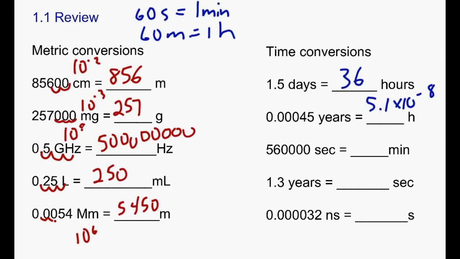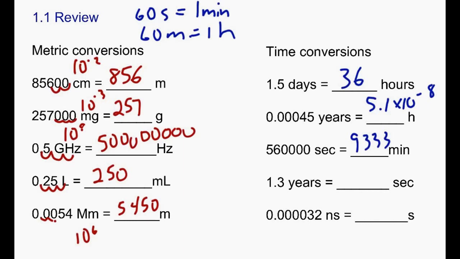Okay, so your calculator shows 5.1 e negative 8. The e just means scientific notation, times 10. We'll get to that in a minute. Okay, let's do another one. 560,000 seconds to minutes. So we're getting bigger, so we're going to divide by 60. So that gives us 9,333 minutes.